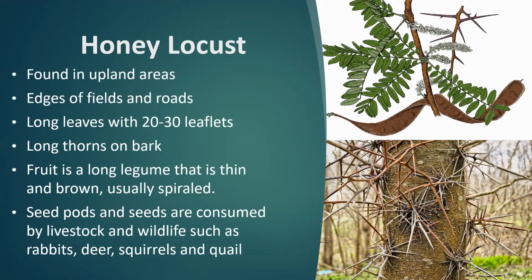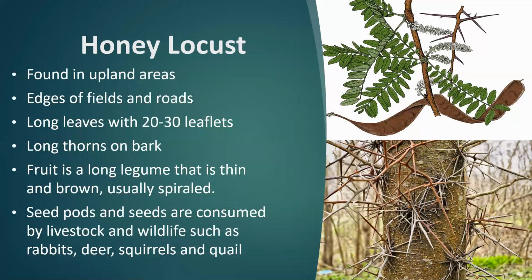But very similar to the black locust, you can see it has these seed pod-like structures that have a spiral shape. They can be upwards of 1.5 feet in length, so they're pretty big. Particularly compared to the black locust, they're going to be much bigger on the honey locust.